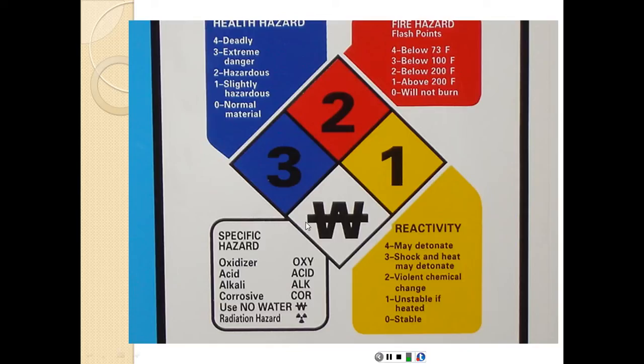And number 4, the fourth one, is specific hazards. It's going to have some letters or signs. So oxidizer is OXY, acid is ACID, alkali or base is ALK, corrosive is COR. Use no water is W with a cross or a line across it, and radiation hazard is going to have the famous radiation sign. One of the slides, by the way, that you can use for your presentation: if you are driving by and you see one of those trucks, you can take a picture of the label on that truck and try to identify what kind of chemical it is carrying.